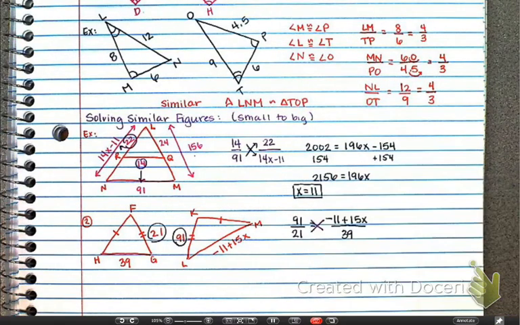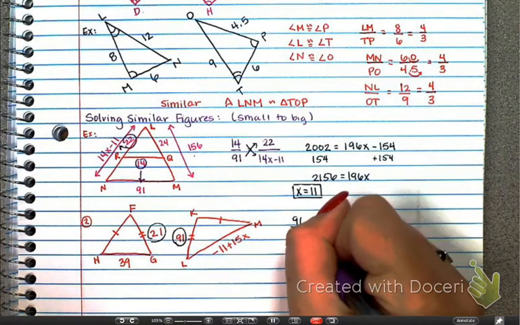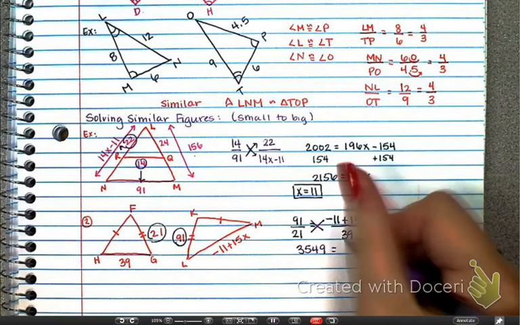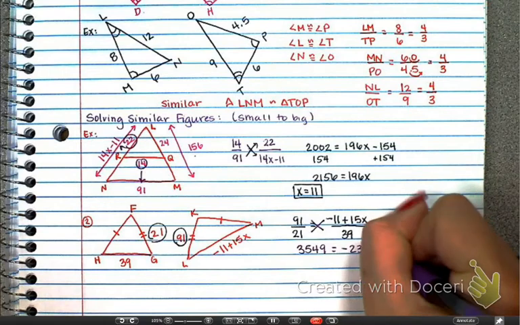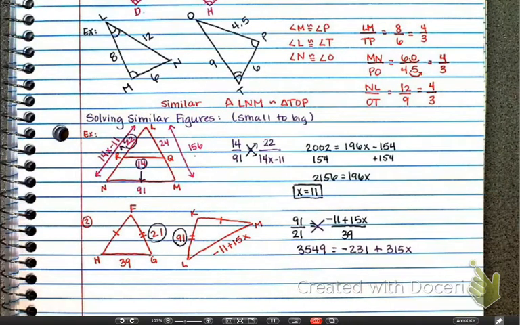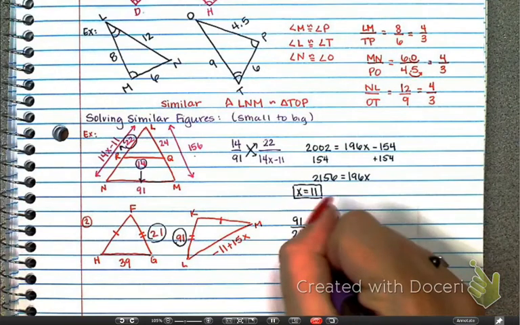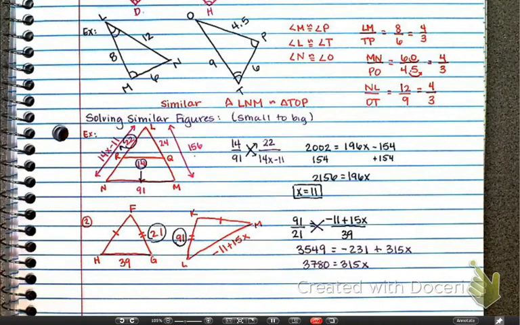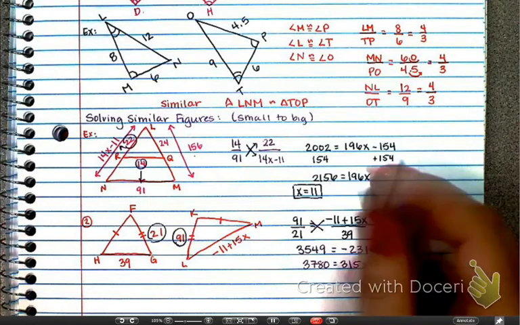So we're going to cross multiply with our calculators. 91 times 39 gives me 3,549. And then 21 times negative 11 is negative 231. And 21 times 15 is a positive 315x. Where do I go from there? Add 231. Okay, so 3,780 equals 315x. Divide by 315, and you should get x equals 12.